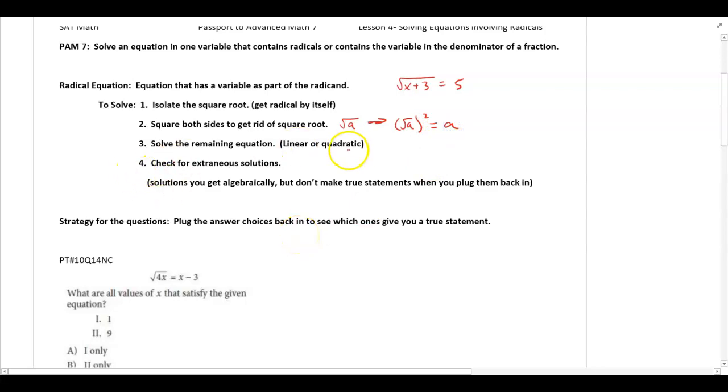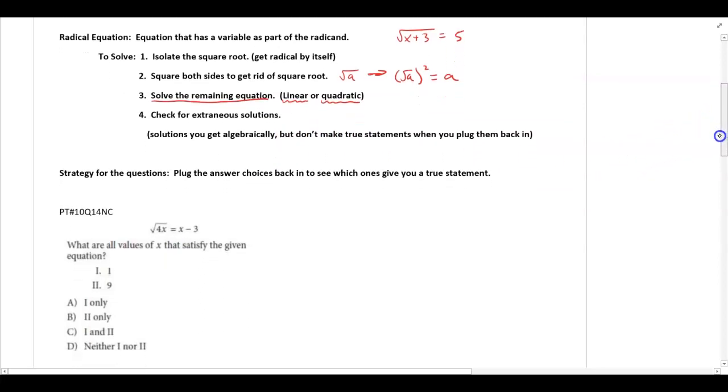Now, sometimes when we do this, remember what we do to one side, we do to the other. And once we get rid of the radical, we'll still have an equation to solve. That equation for most of these will either be linear or quadratic. So you're going to solve the remaining equation, and then you have to check for extraneous solutions. If you don't know what this is, these are solutions you get algebraically, but don't make true statements when you plug them back in.